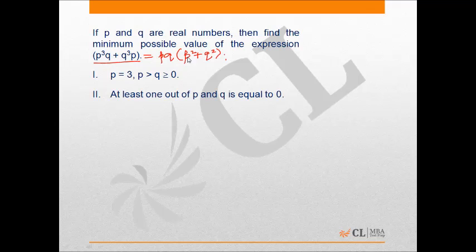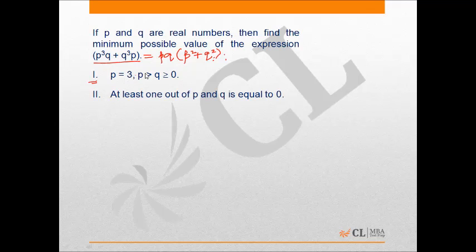And these are real numbers, right? So this is what we get. Now p square plus q square's minimum possible value is going to be 0. We cannot have any value of p square plus q square which is negative, but p into q may be negative. So let's look at the first statement.